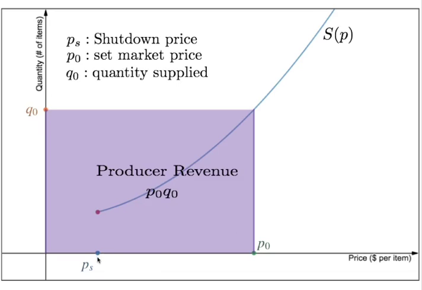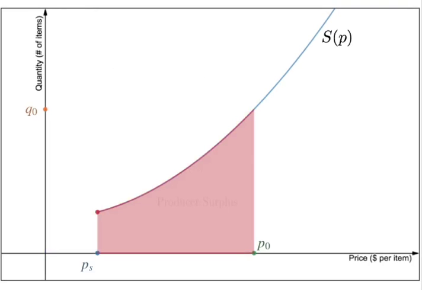In this case, P sub S is the shutdown price. The producer surplus is the definite integral from P sub S to P0 of S sub P dP, for P sub S, one more time, is the shutdown price and P0 is the set market price.